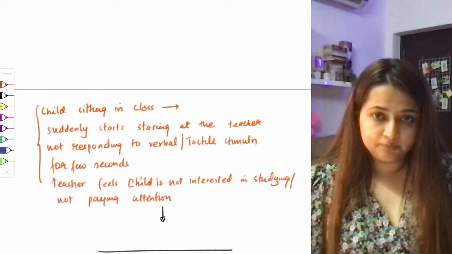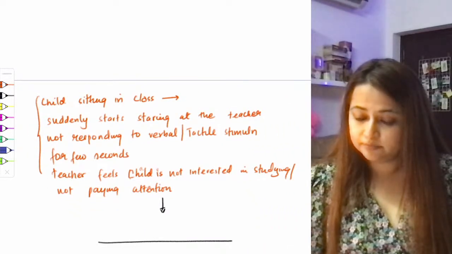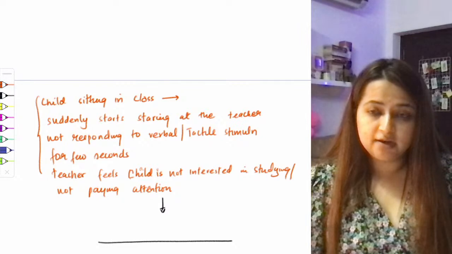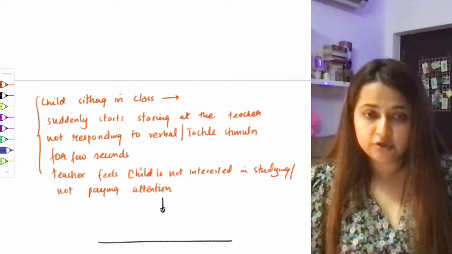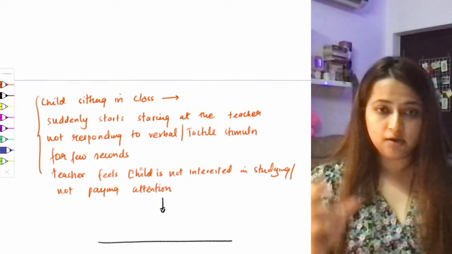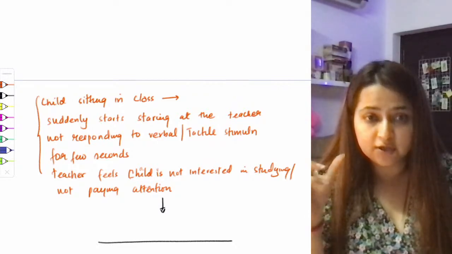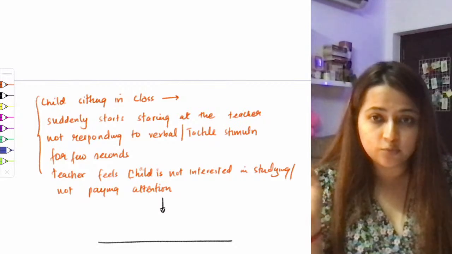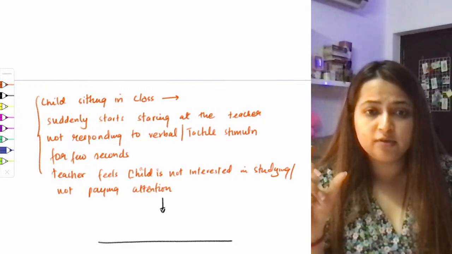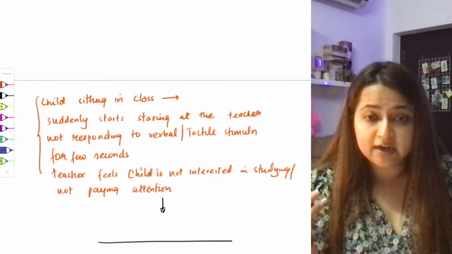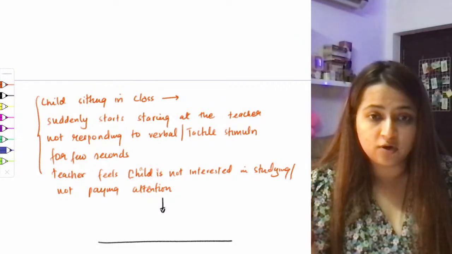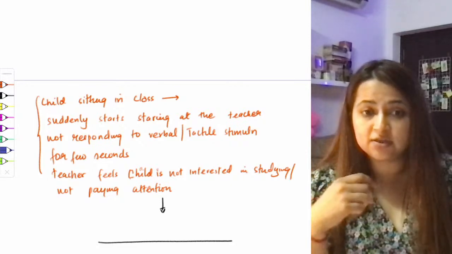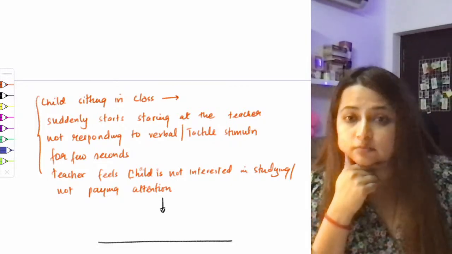Moving on. So look here. A child is sitting in class, the teacher is asking questions, and the child suddenly starts to stare at the teacher. The child is not responding to either verbal or tactile stimulation, and it is happening for a few seconds, and the teacher complains that the child is not attentive in the class. She feels that the child is not interested in studying, or not paying attention.